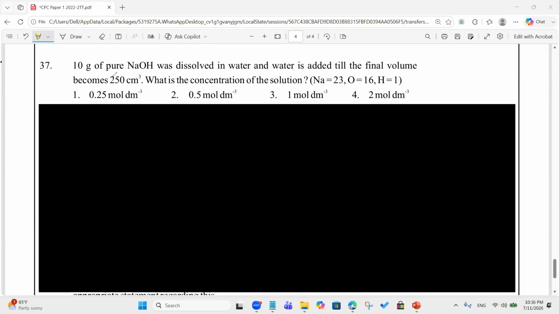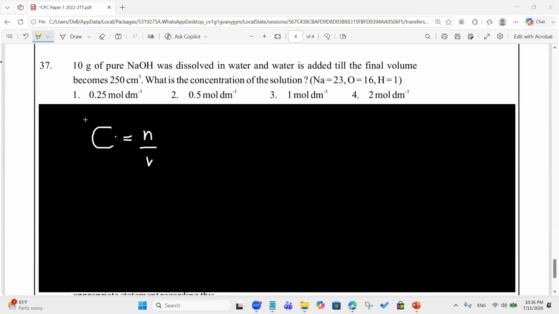So here it says 10 grams of pure sodium hydroxide was dissolved in water and water is added till the final volume becomes 250. What's the concentration, right? So how do you find the concentration? We have an equation for the concentration, that is C equals n over V. Concentration equals number of moles over volume. C equals n over V.